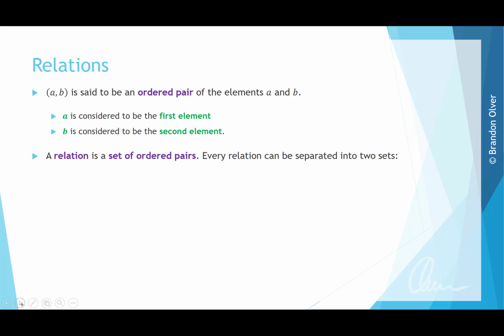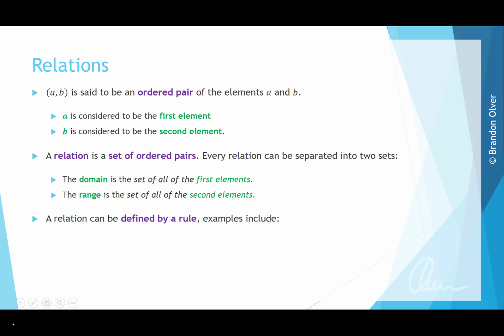Every relation can be separated into two sets. The domain is the set of all of the first elements, and the range is the set of all the second elements. A relation can be defined by a rule.